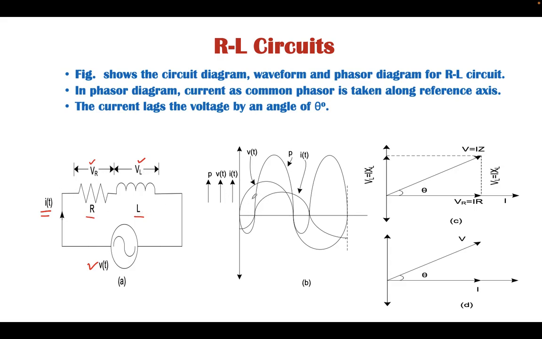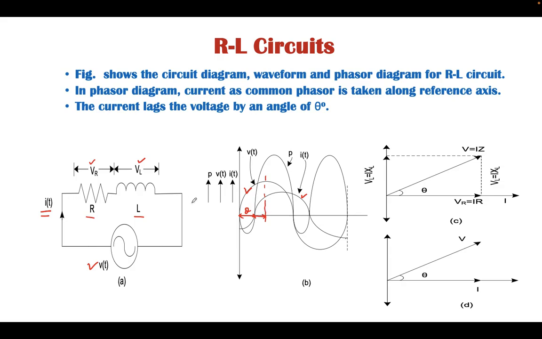Now, considering the waveform of this resultant circuit, this is the waveform for voltage, and this is the waveform for current. This circuit is neither purely resistive nor purely inductive. If it was purely resistive, current and voltage would be in the same phase. If it was purely inductive, current and voltage would be 90 degrees out of phase. But it has resistor and inductor both. That is why the phase difference between current and voltage will lie between 0 and 90 degrees. Let it be some angle theta.